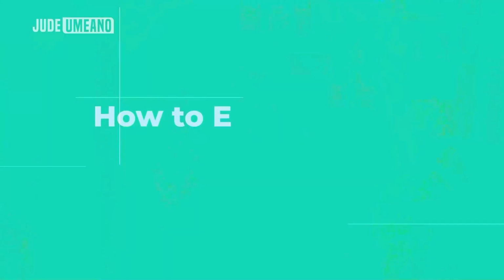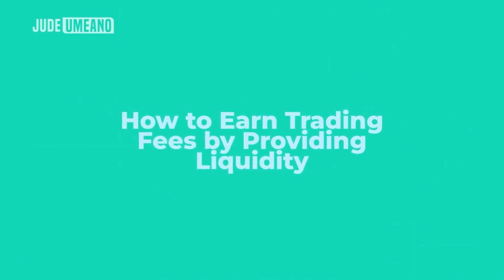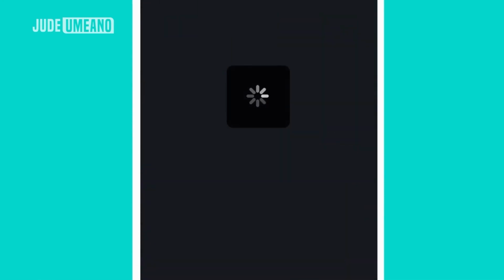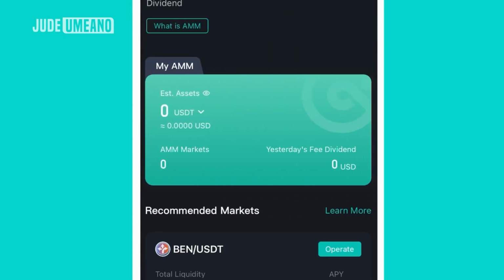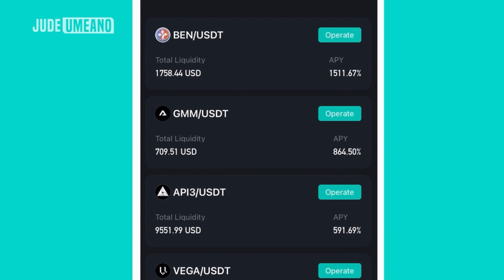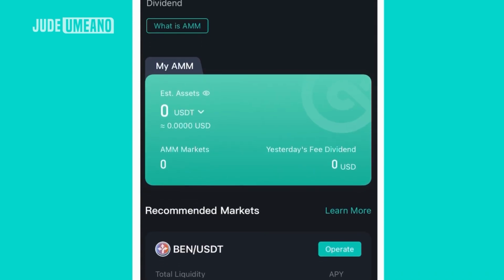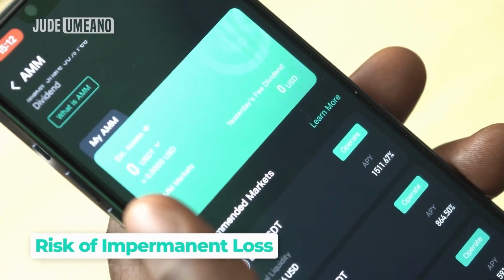I want to show you two more things. That is how to earn trading fees by providing liquidity. To do that, we'll come back to the home and we'll click on more. Then we'll go down straight to AMM under finance. We'll click on it. We can provide liquidity, for example, BNUSDT. We can provide liquidity here and earn 1,511% APY. For GMM, it is 864% APY. Now, this is a lot, but the thing is that with providing liquidity in this market, note that you are also at risk of impermanent loss.